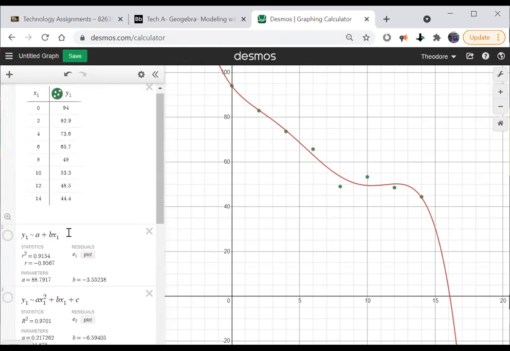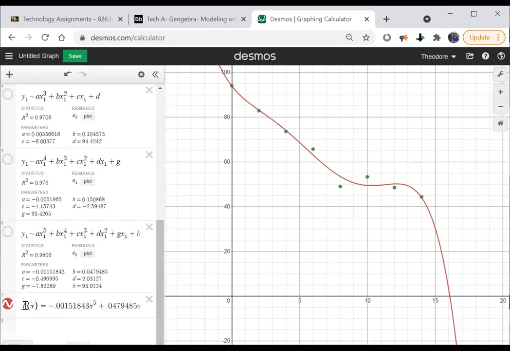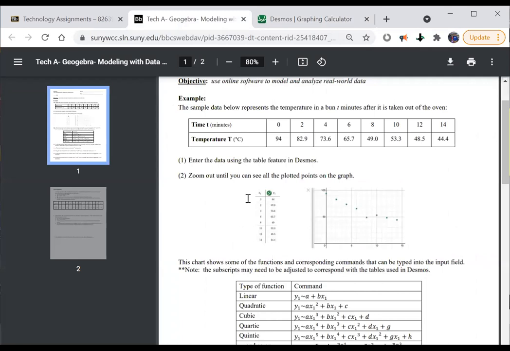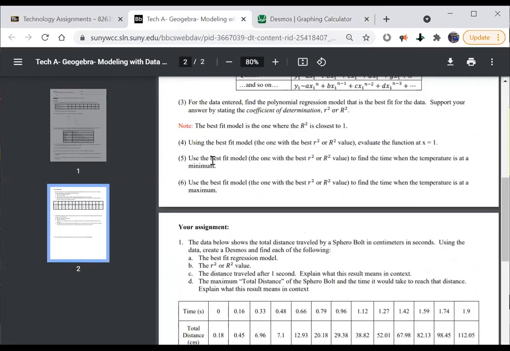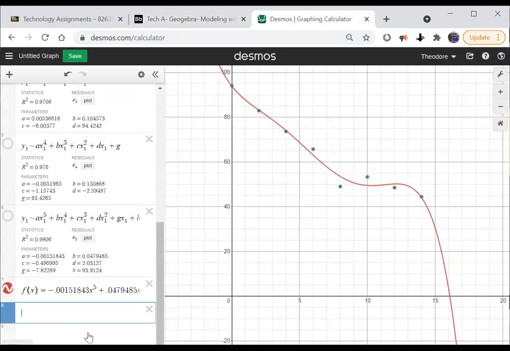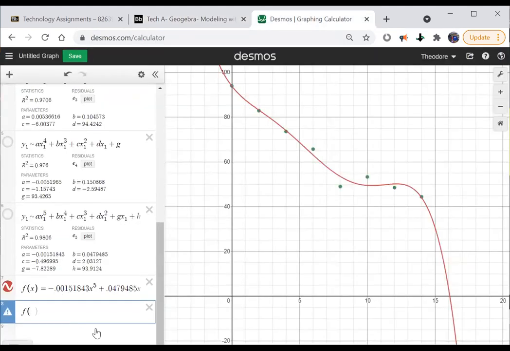So now what we do is we just live off of this red function, right? Because we can manipulate this. So in the next part of the assignment, it says, using the best fit model, which we just figured out, evaluate the function at x equals 1. Very easy to do now, because all I have to do is type in f of 1.